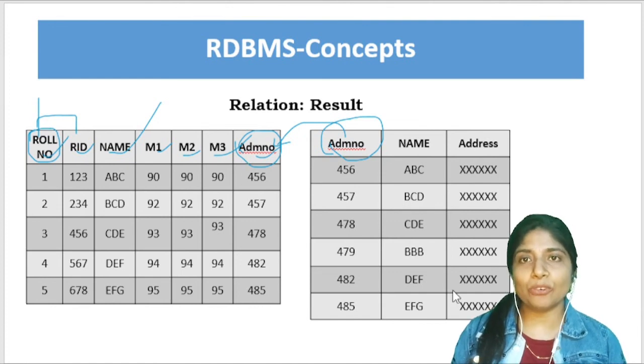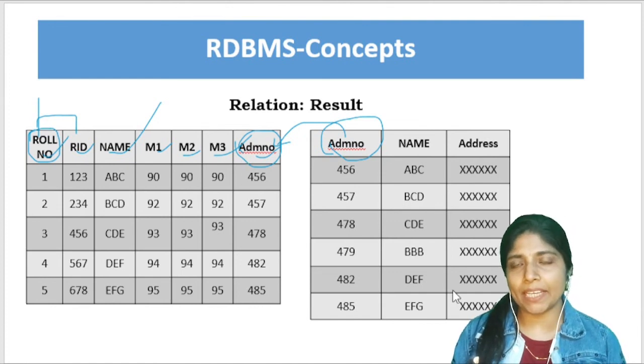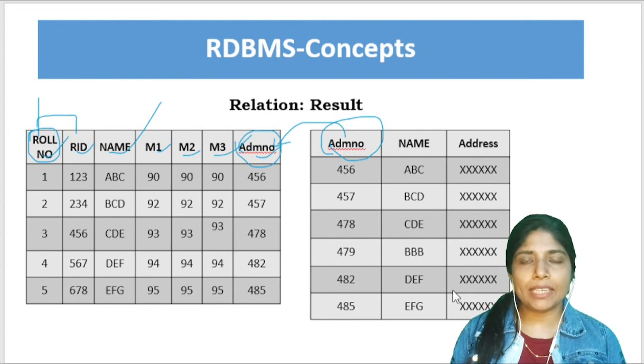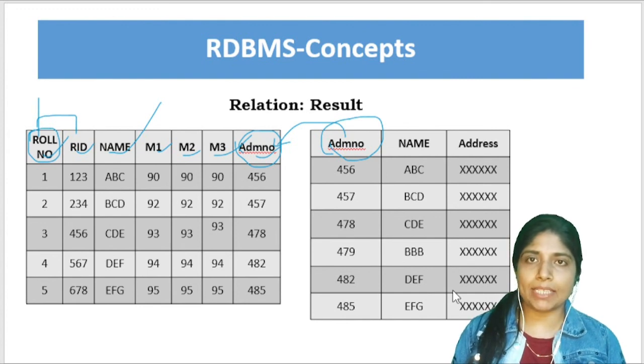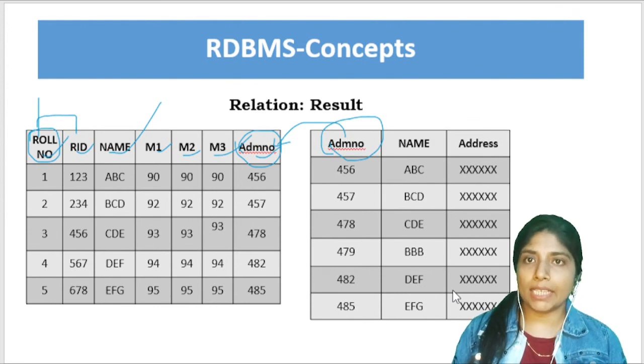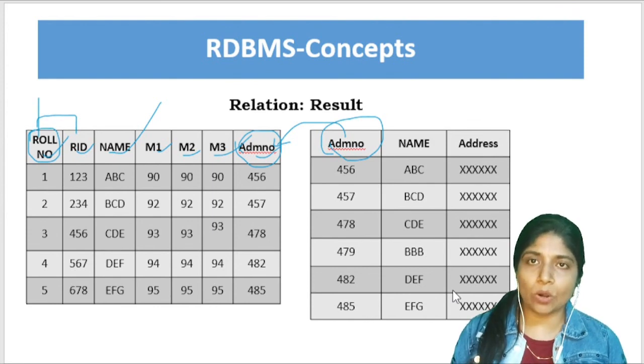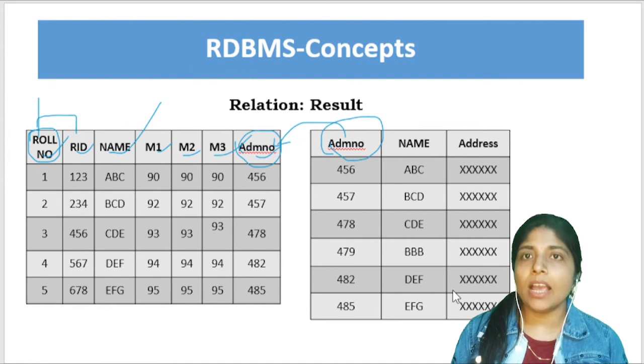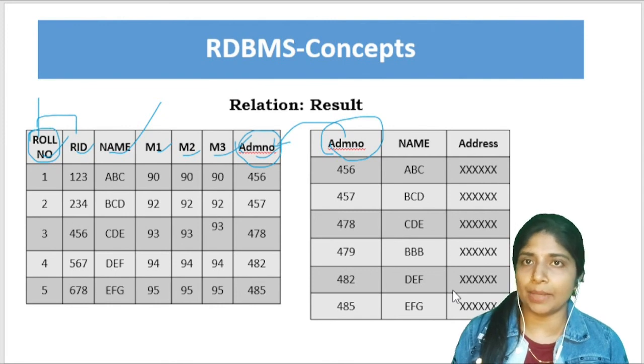So that's all for today's video. We are winding up here. Today we have learned about DBMS, RDBMS and concepts of RDBMS. We also learned about candidate key, primary key, alternate key and foreign key. And we learned about degree and cardinality of a table and some of the key terms used in RDBMS.